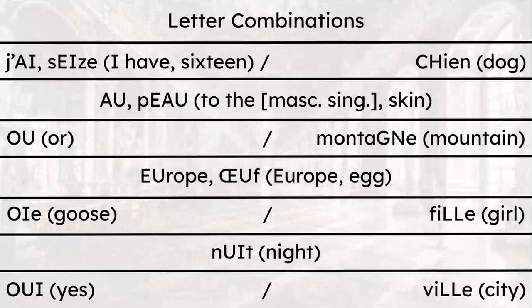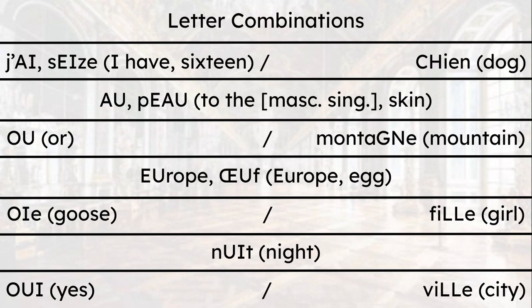In French, you can encounter combinations of letters, and they can change slightly depending on context, but here are the general sounds. So I'm going to go from left to right, then down. So, j'ai, we can either make the A or the S sound, either of those. And then CH, chien, and there's that nasal, so chien. And then AU and EAU both make the O sound, like in bo.